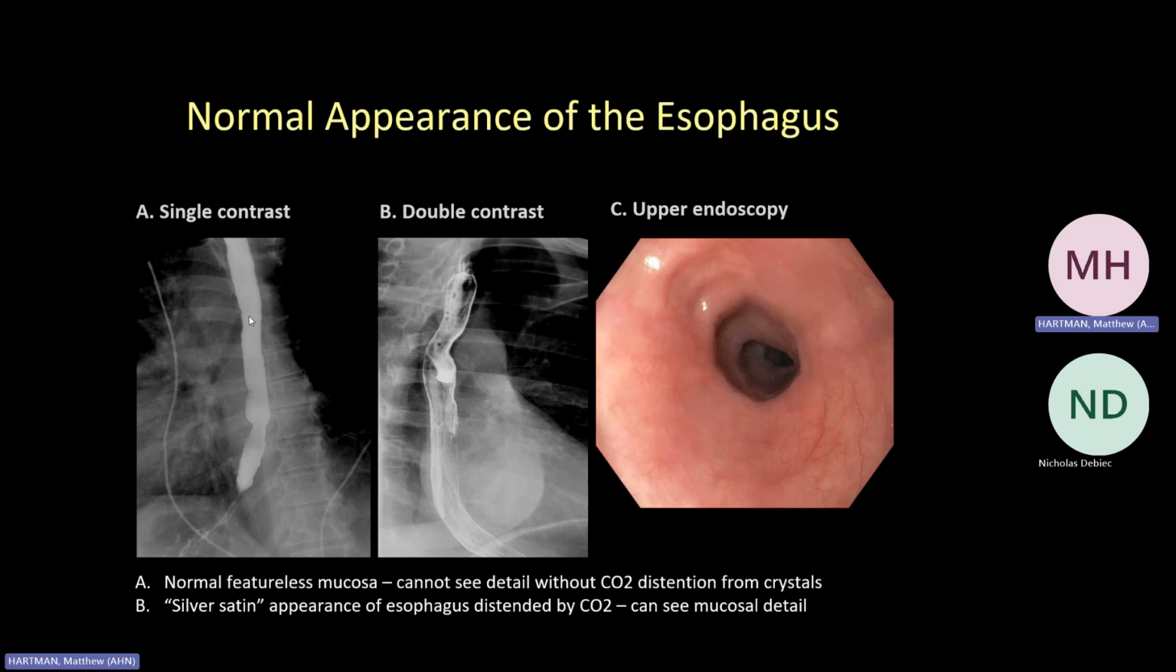So this is what the esophagus looks like. This is single contrast, just a column of barium. This is double contrast to give them the fizzies. CO2 is produced, puffs it out, and then give them some barium to coat and get a nice 3D appearance of the esophagus. And this is what the endoscopists see. Again, just a big tube, different ways of seeing this tube.